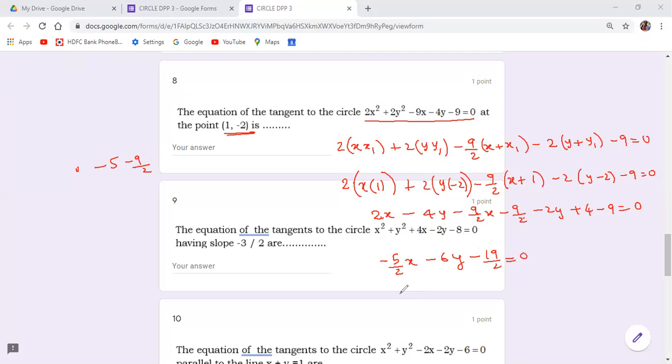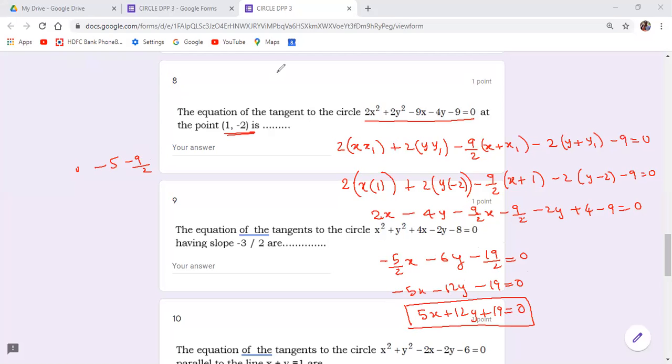4 minus 5 minus 9 by 2, so minus 19 by 2. Now take LCM. So minus 5x minus 12y minus 19 equal to 0. That is 5x plus 12y plus 19 equal to 0. Is my answer correct? Yes, sir, it's correct. Yes, sir. Here I multiplied by 2 after this statement.